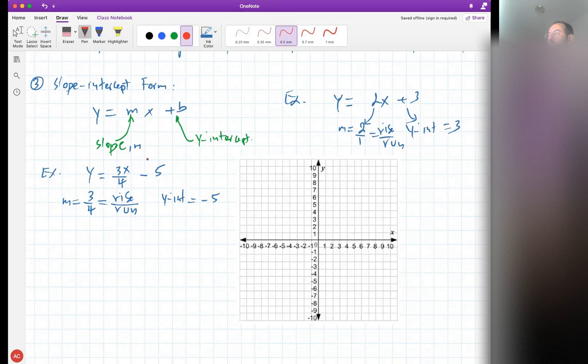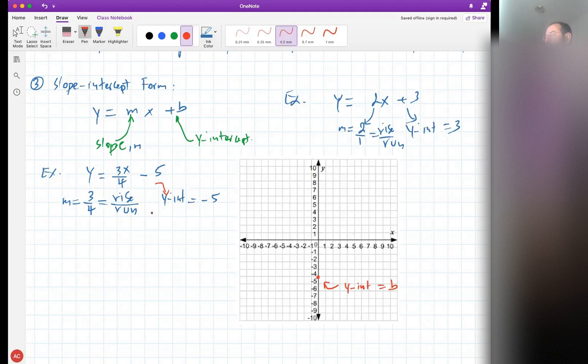First, you find the y-intercept point. So -5 is here: 1, 2, 3, 4, 5. That's your first point. We called it B, which is also called the y-intercept. So you start by finding that value on the y-axis. It's called the y-intercept because it's on the y-axis and the line goes through it.